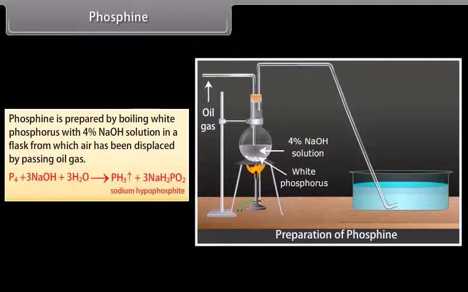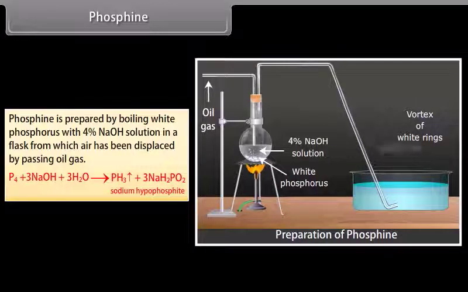Phosphine. Phosphine is prepared by boiling white phosphorus with 4% NaOH solution in a flask, from which air has been displaced by passing oil gas. Oil gas is continuously bubbled through the flask in order to displace air.